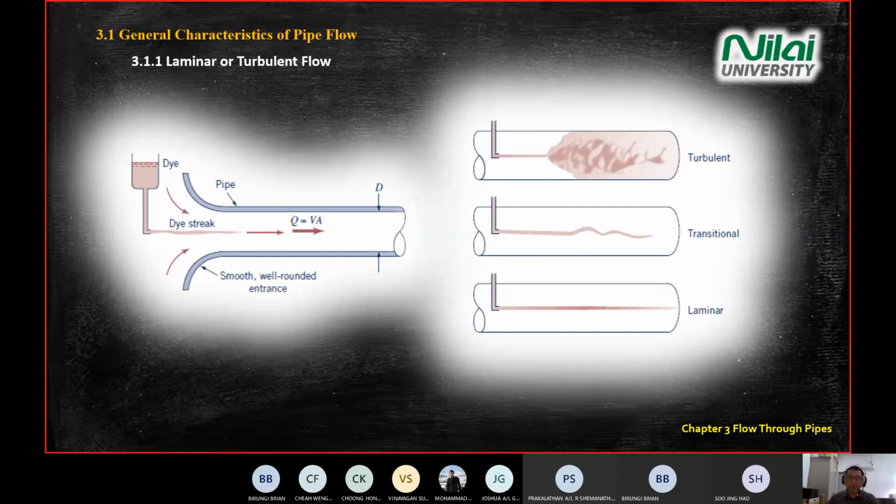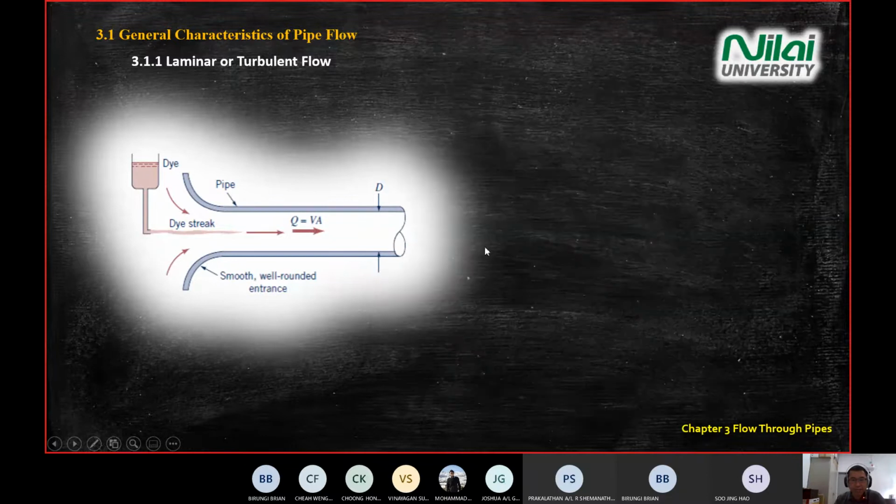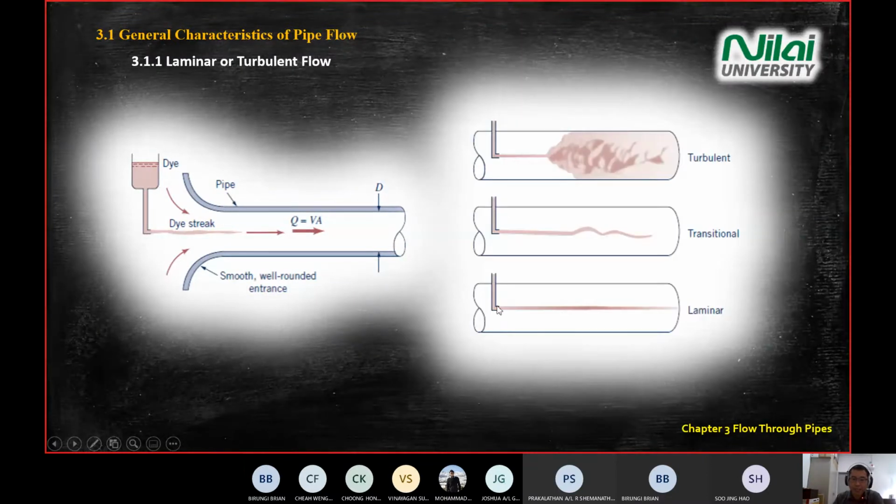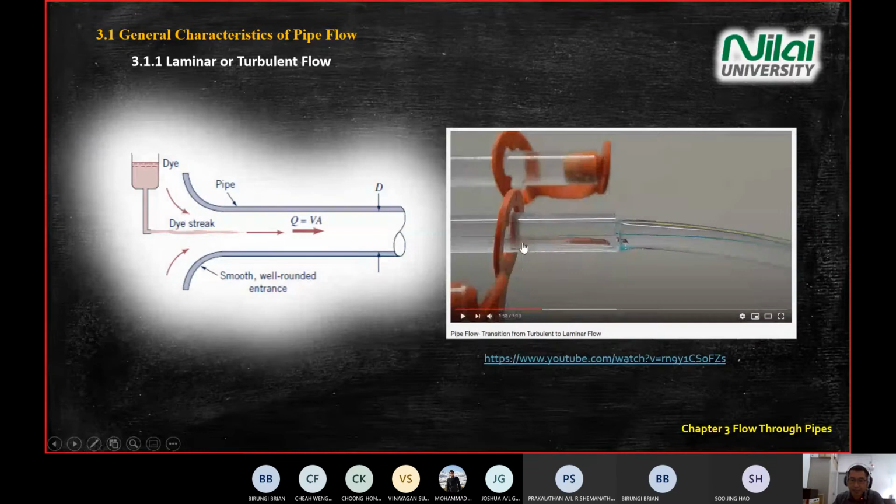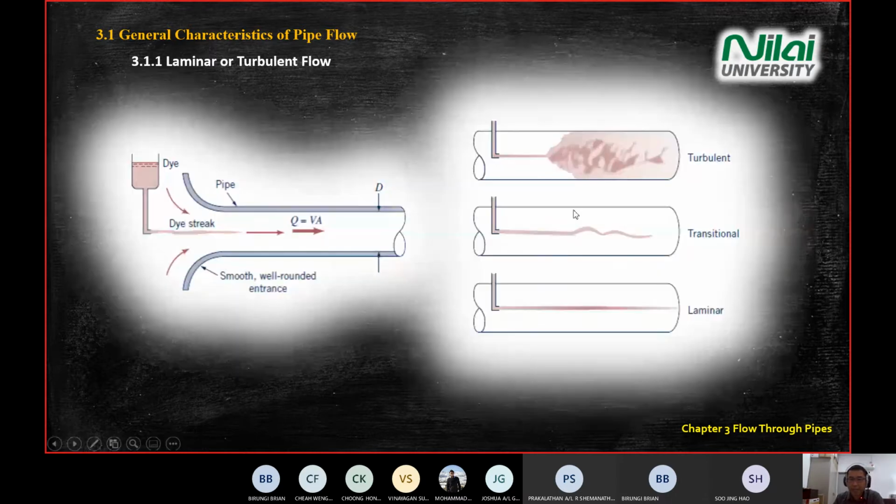So it depends on what you observe from the experiment. If you see that in the experiment the flow is in a straight line, like this one, then it's a laminar flow inside the pipe. But if you see a total blue color, or a mixture of color, then it becomes turbulent. And the transitional process actually happens very fast.